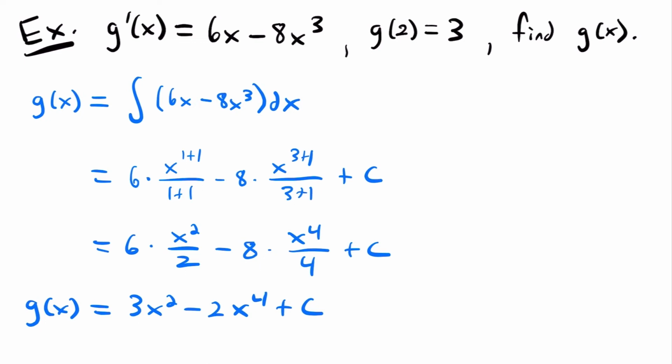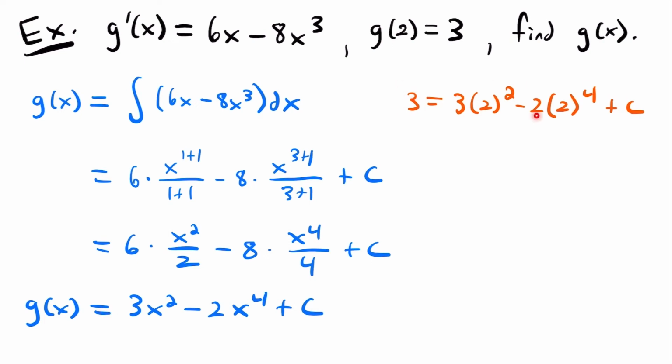And so we know that when we plug 2 into this function, it should be equal to 3. And so we'll set that up. We'll have that 3 is going to be equal to 3 times 2 squared minus 2 times 2 to the 4th plus c, right? We just plugged 2 into this function and then set it equal to 3.